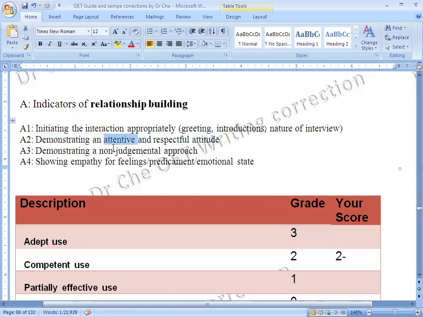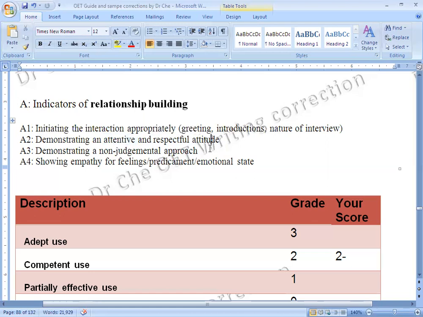If I'm asking about treatment, doctor, tell me about treatment. If the patient is asking anything, first respond to that query, then go to the other point. Okay, we should be respectful.